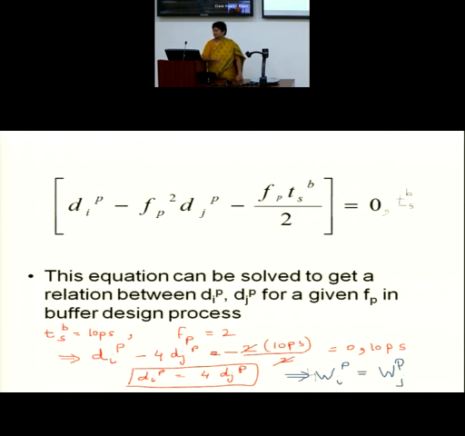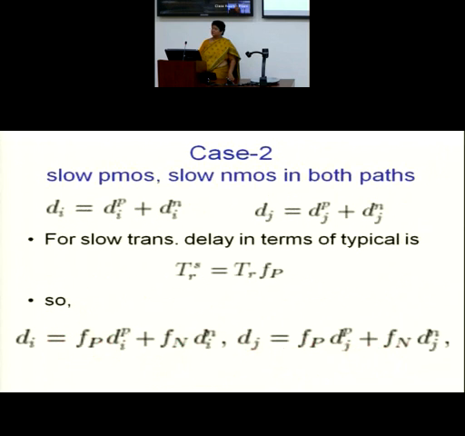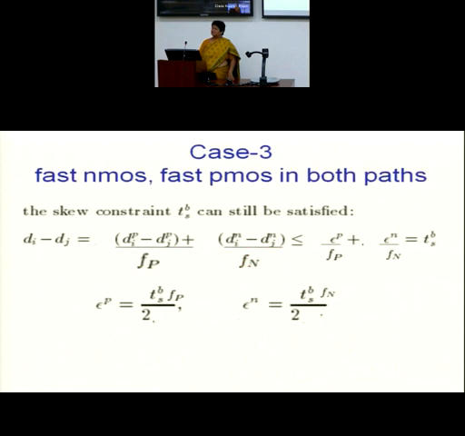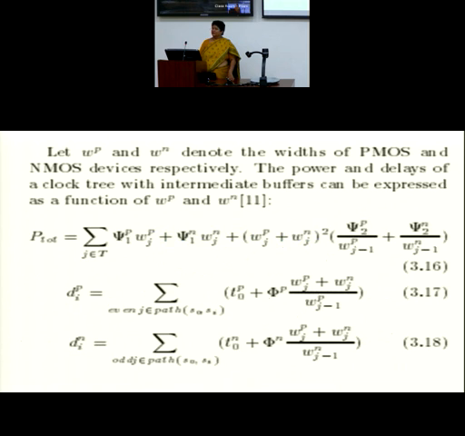Okay, so here I have taken the worst case. Maybe you can do the same analysis for the other cases: slow PMOS, slow NMOS in both the paths, or fast PMOS and fast NMOS in both the paths. You can do it. Now I have not taken care of the power consumption, because when you design here, my only guiding parameter is the skew. But skew is not the only thing. I have to also run my clock signal fast from source to destination, keeping power consumption minimum. So you can now make your problem even more complex.